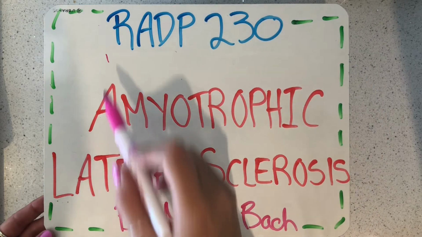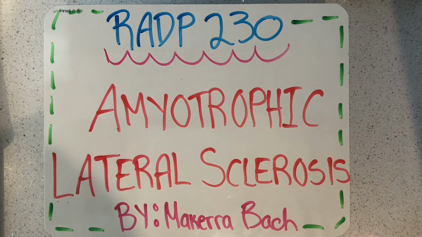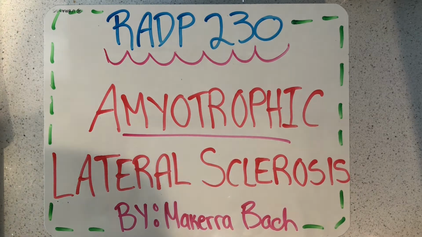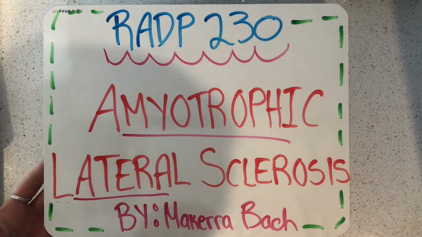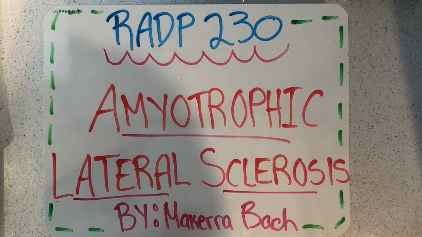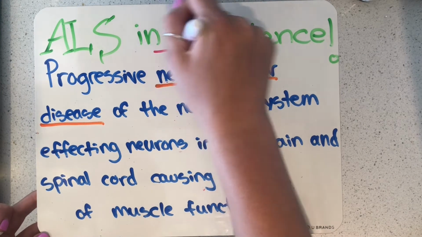In this video, I will be discussing amyotrophic lateral sclerosis for RADP230. Let's take a look into what this means. Amyotrophic comes from the Greek word meaning without nourishment of muscles, lateral meaning to the side, and sclerosis meaning a hardening of the muscles. Amyotrophic lateral sclerosis in one sentence.